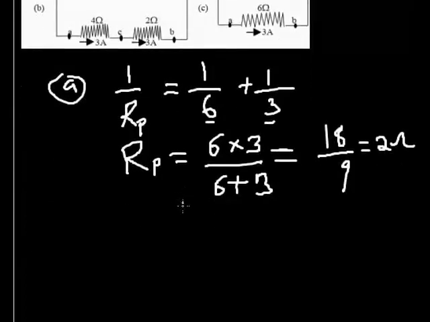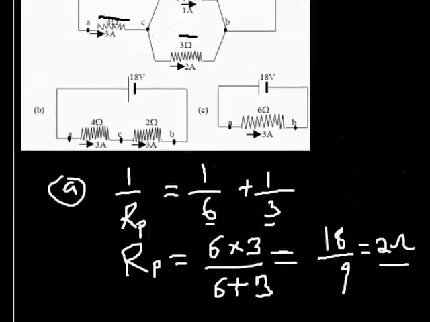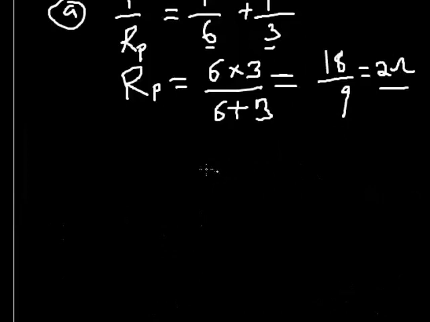Okay, so now this is 2 ohm being the whole of this. So that means the 6 ohm and 3 ohm, after resolving it, give me 2 ohm. So I can actually just use one resistor to represent it.